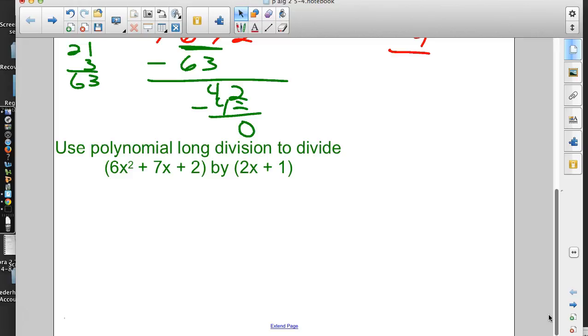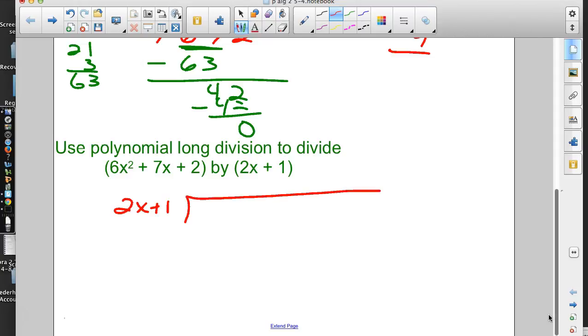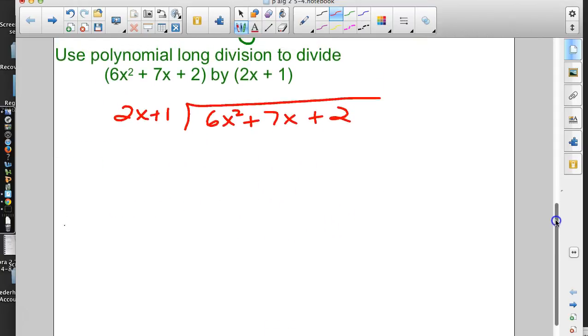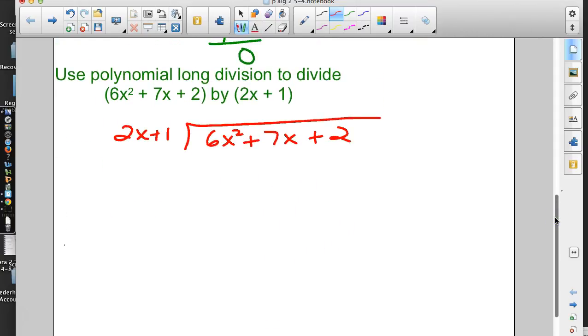Well, here's what we're going to do. We're going to write it the same way: 2x plus 1, division symbol, 6x squared plus 7x plus 2. We're going to see what happens. But the difference is, when we have a polynomial out in front, our focus is on just making the first term match. The other stuff is just going to happen.